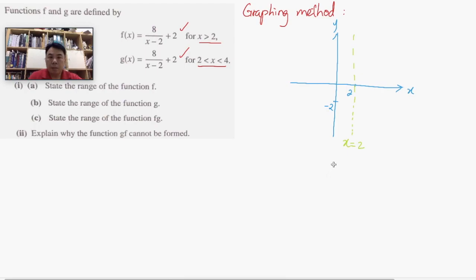And then I might also want to check if there's any horizontal asymptote. Now you can let x approach infinity. So as x approaches infinity, we found that these fractional expressions would approach 0. Therefore, the whole function would be approaching 2 here. And then we can say that y equal to 2 is the horizontal asymptote in this case. So I will mark this down as 2. This is y equal to 2. Now that will be another asymptote.